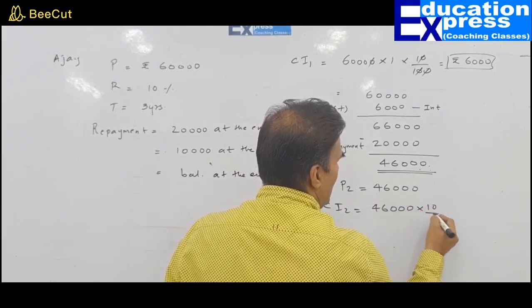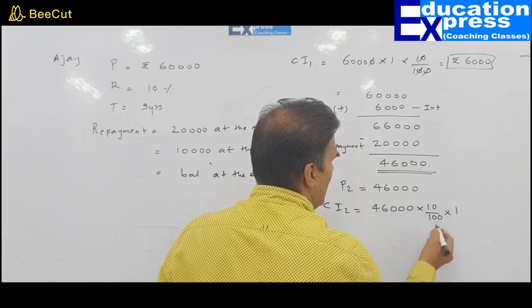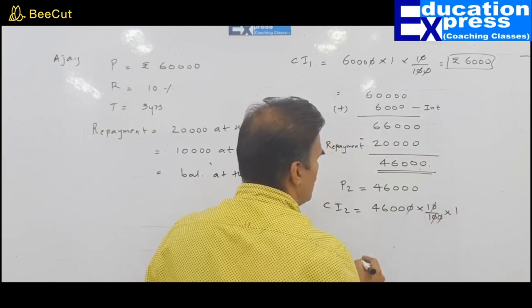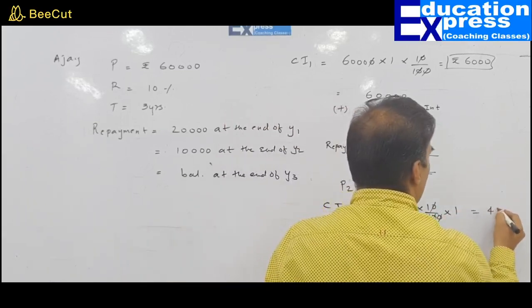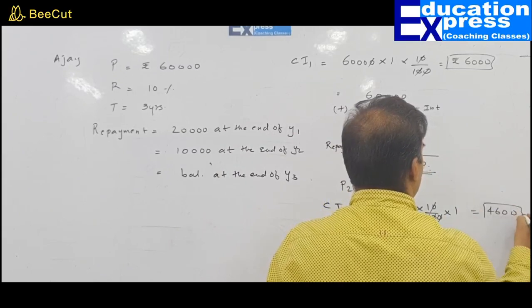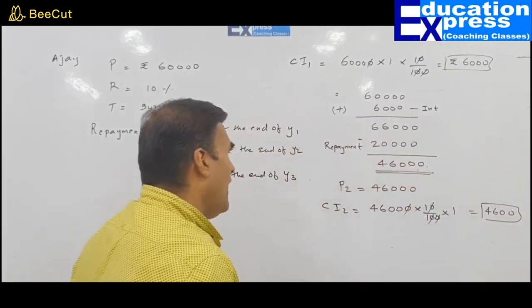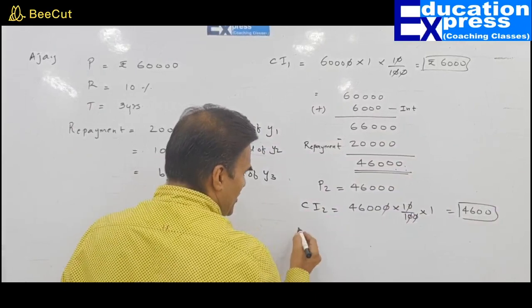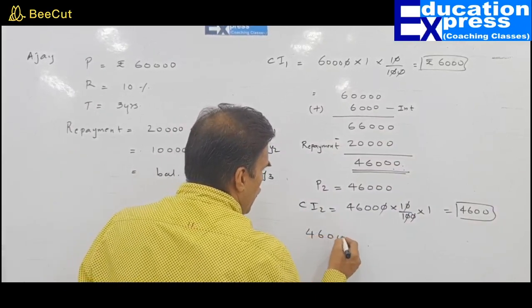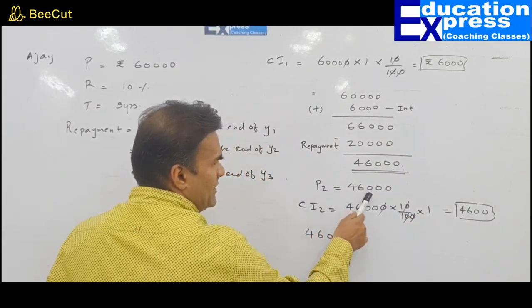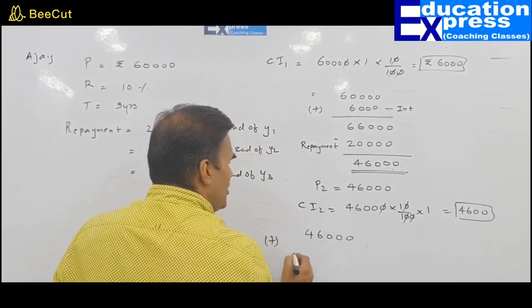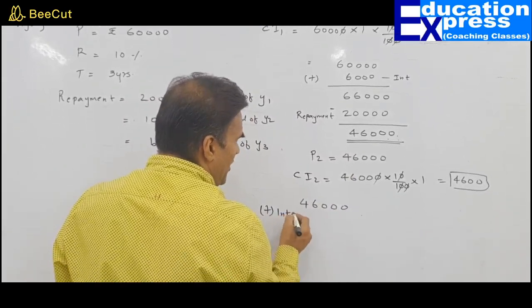How much? 10%. How many years? 1 year. What is the interest for the second year? 4,600. Again, money lender will say, look, Mr. Ajay, you owe me 46,000 rupees and I am charging you interest. How much is the interest?